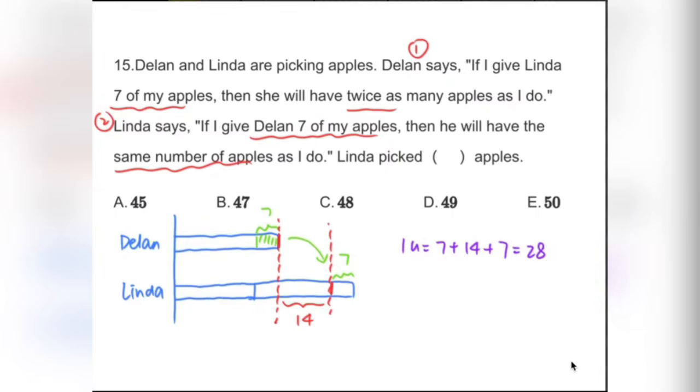But the question is not asking you what is the value of 1 unit. The question is asking you, Linda picked how many apples? So what should we do? Yes, for 2 units, that is 2 times 28, which is 56. But that is after Linda received 7, right? So again, everyone, for the last part you need to pay attention: before Linda received the 7. So how do we show before? Minus, okay? That is 56 minus 7, then you get 49. So this is the answer, and the answer is D.